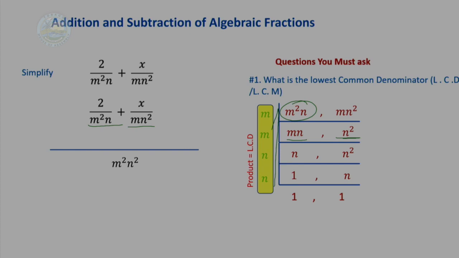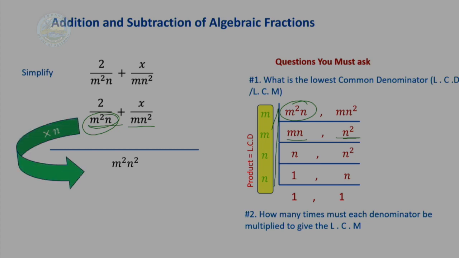So, we go on now to our next question. After we have the lowest common denominator, our next question is what? Our next question is, how many times must each of the denominators that we had initially be multiplied to give the lowest common denominator? So what need I multiply m squared n by to give me m squared n squared? Again, please refer to that video that we did on the multiplication and division of algebraic terms. And that is going to be, of course, n.